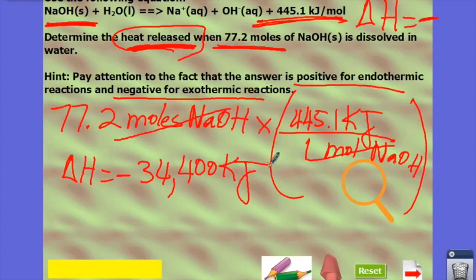Now if we do significant figures, we have 4 sig figs here, and we have 3 sig figs here.